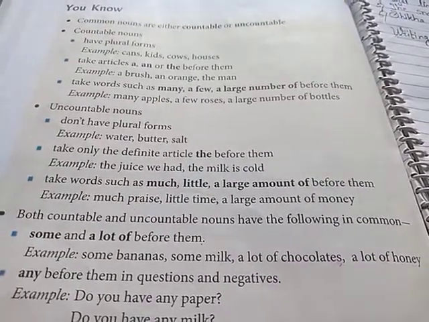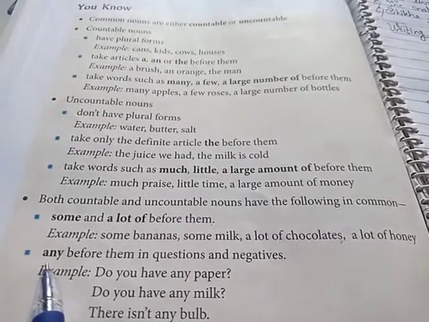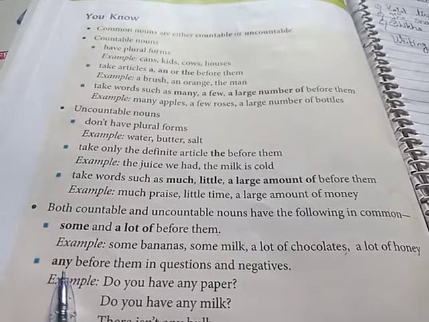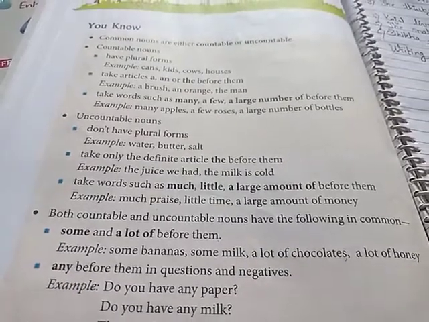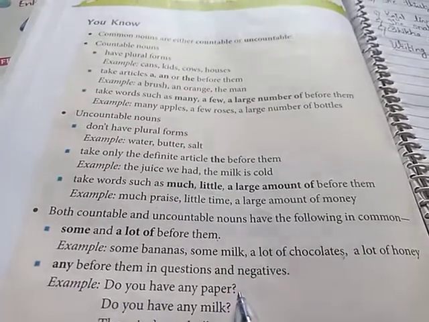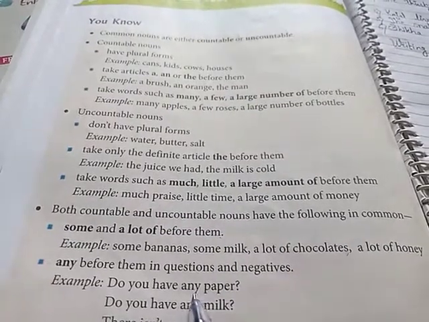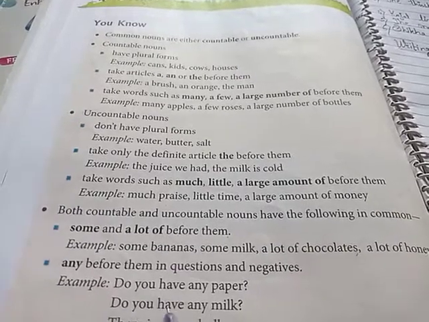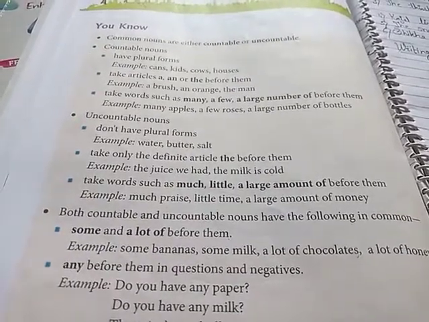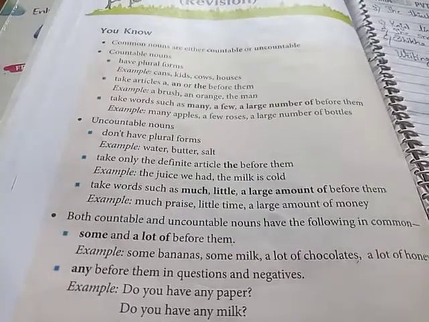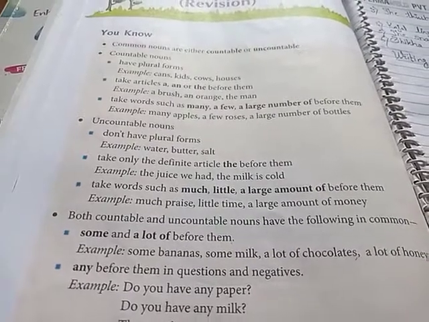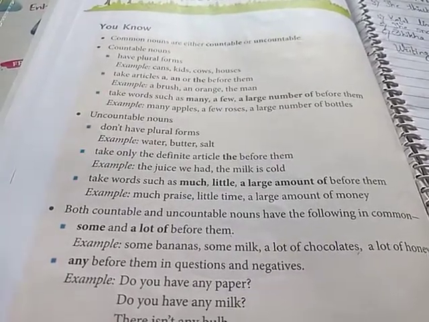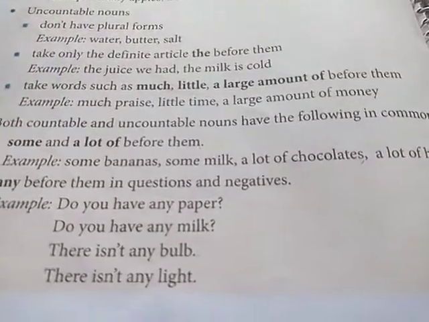I hope you understood. See the next, we can use "any" in questions and negatives. We can use the word "any" to make a question or negative form. Did you have any paper? Yes, here we use "any" only for questions and negatives. Do you have any milk? There isn't any bulb. See, in a negative sentence we use "any". There isn't any light. I hope you understood countable and uncountable nouns.